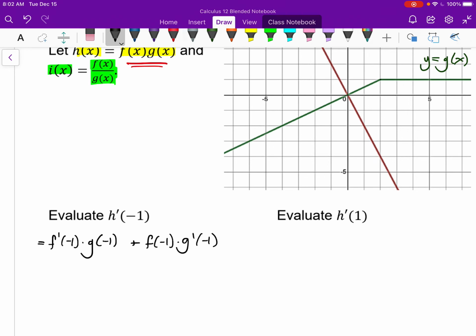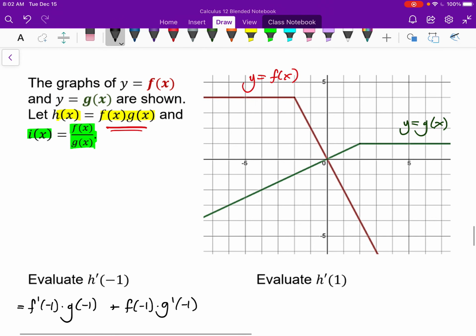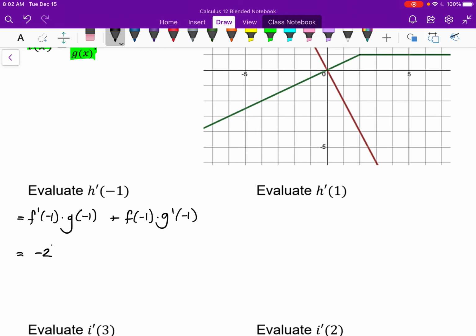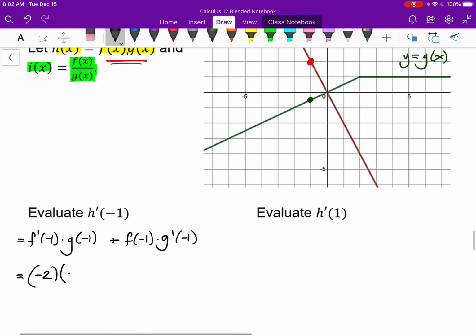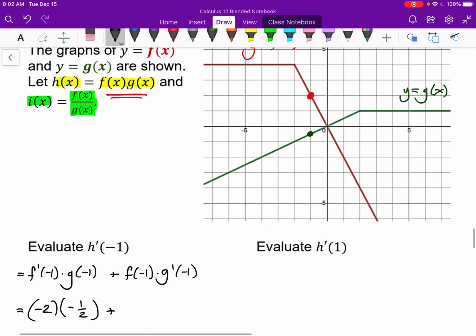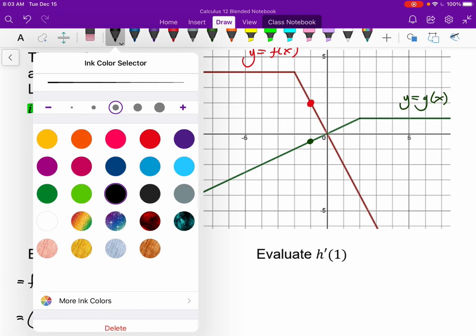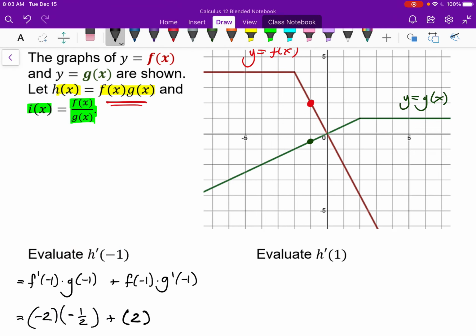For example, the derivative of f at -1, that means I'm looking right here. The derivative at -1, I can see as the slope. It's a linear segment. I can see that has a slope of -2. g at -1, not the derivative, just g at -1, means the value of g at -1, which looks to be -1/2. Plus f at -1 is 2, again not the derivative, the value of the function, times the derivative of g at -1. And at -1, g seems to have a slope of 1/2, positive 1/2.